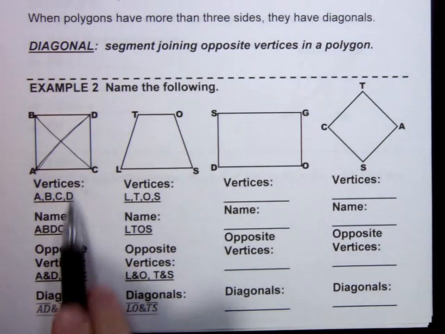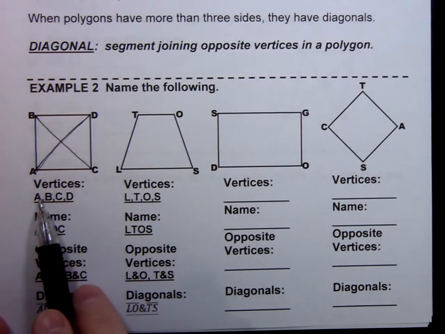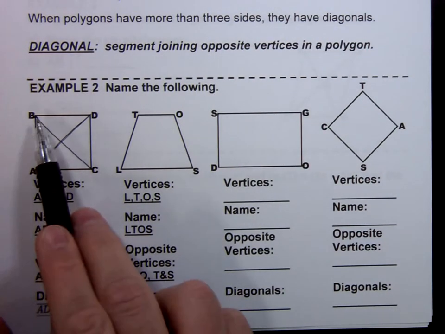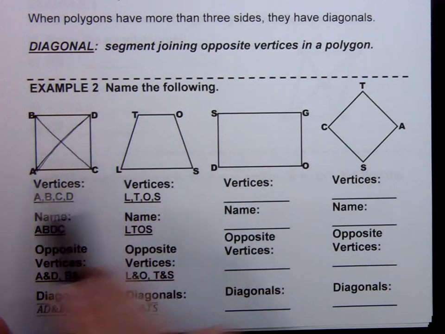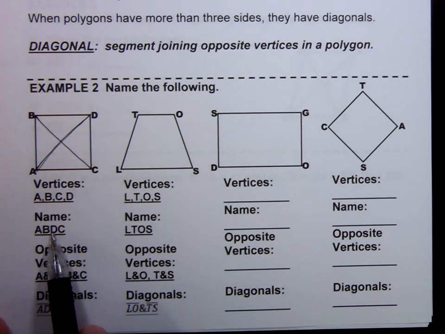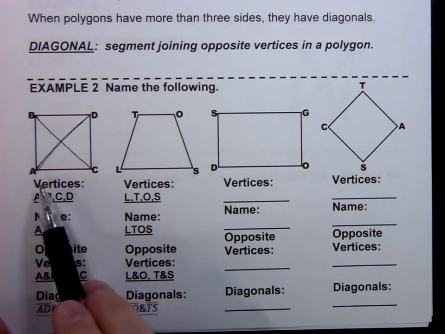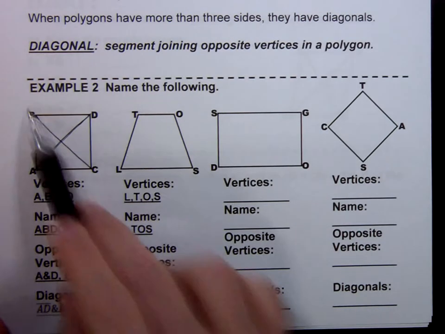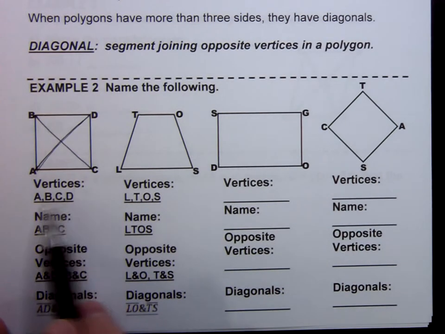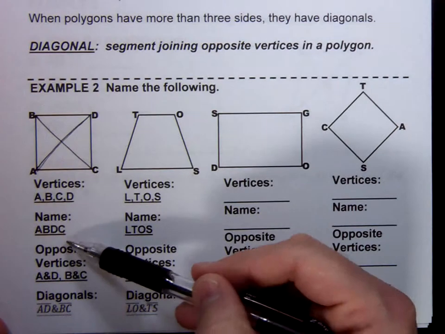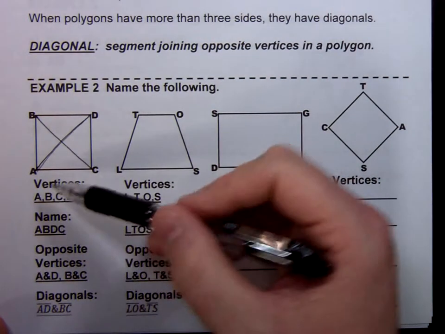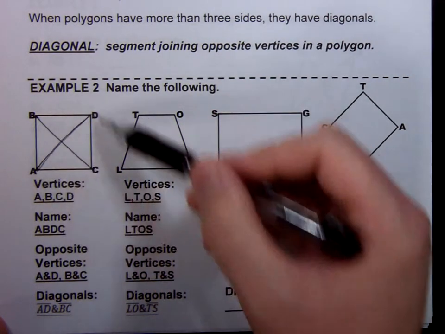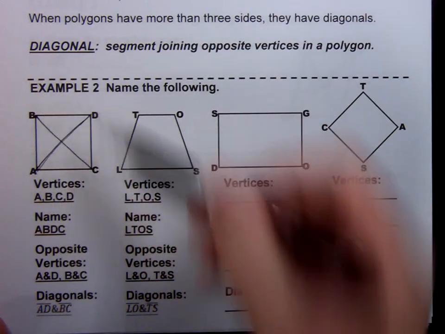We did the other stuff earlier. The vertices are A, B, C, and D, each corner. The name, though, notice I said A, B, C, D, but when you name it, you wouldn't be able to say it in that order. These are separate, so the order doesn't matter. But when you're naming the entire figure, you've got to go in an order that goes around it. So A, B, D, C. You could not call it A, B, C, D because that would jump across the figure.